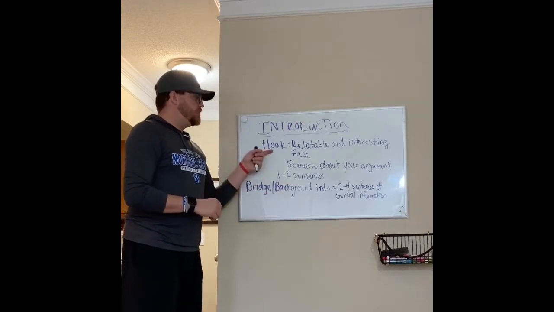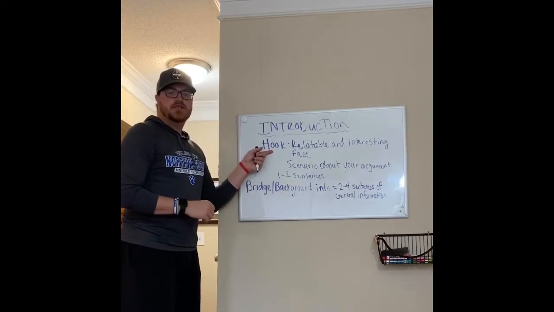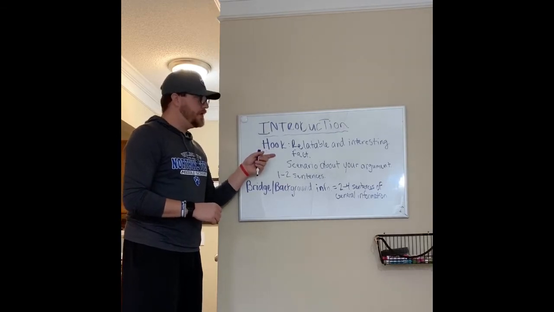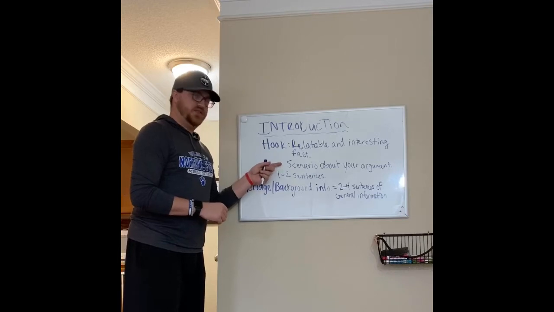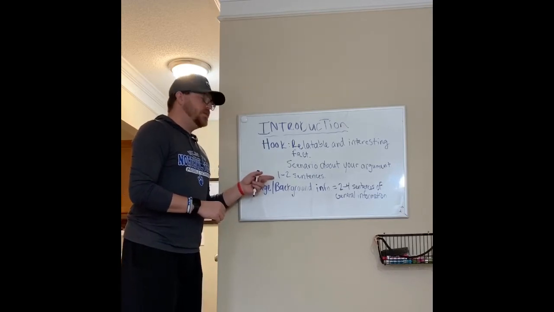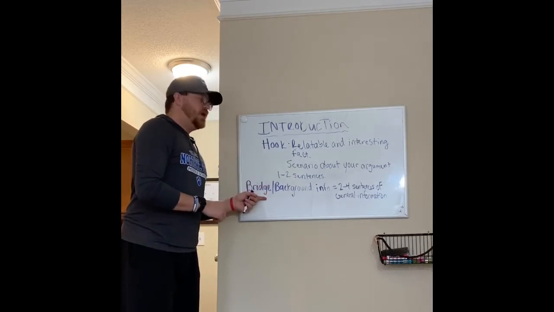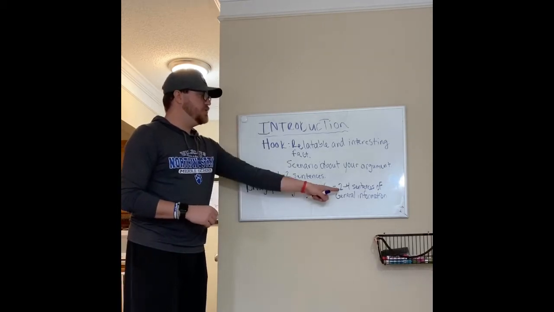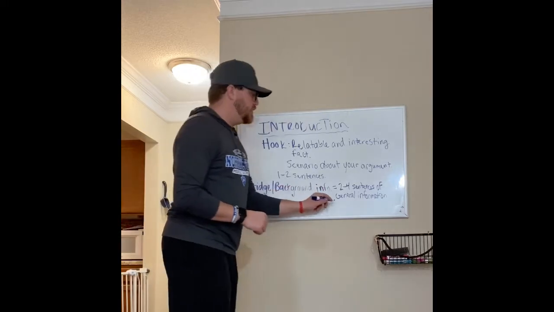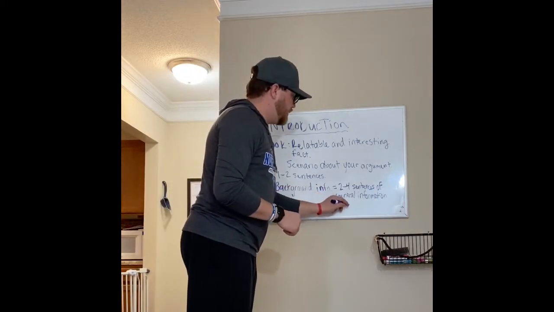All right, so first we hook the reader's attention with some kind of interesting fact or a scenario about your argument, of course, your side of the argument. That should be 1 to 2 sentences. Then we have our bridge/background information. This should be 2 to 4 sentences of general information about your topic.